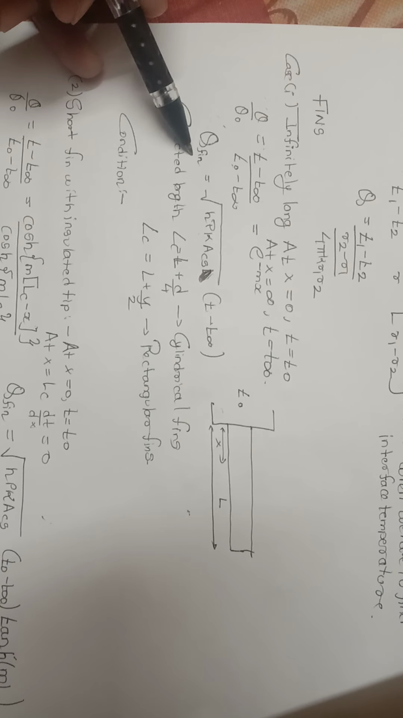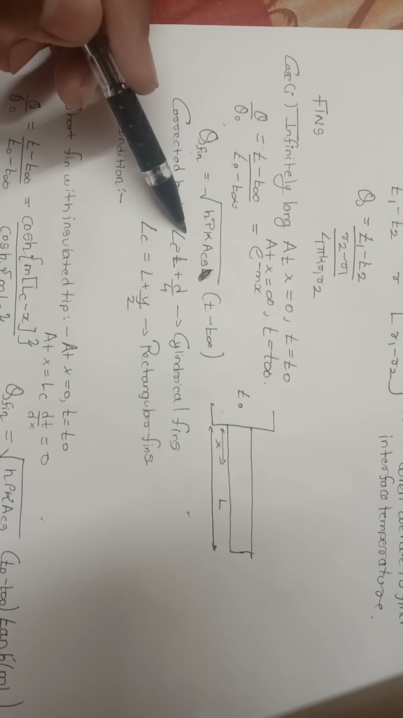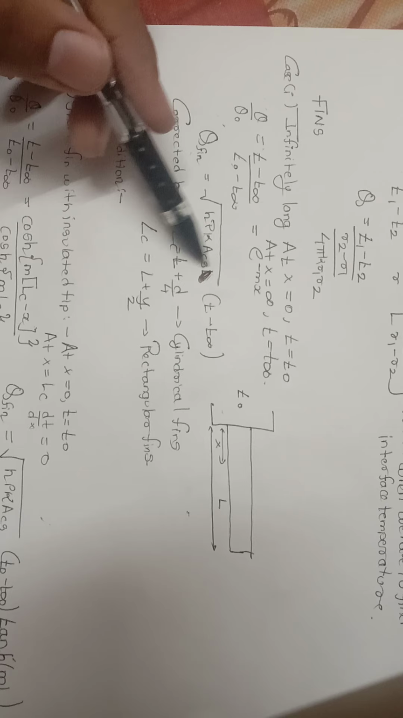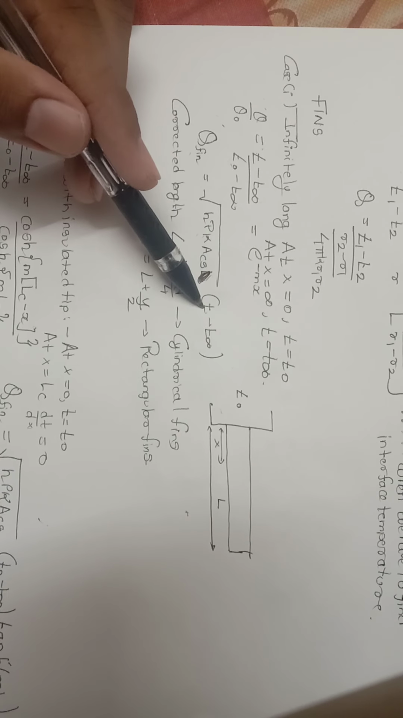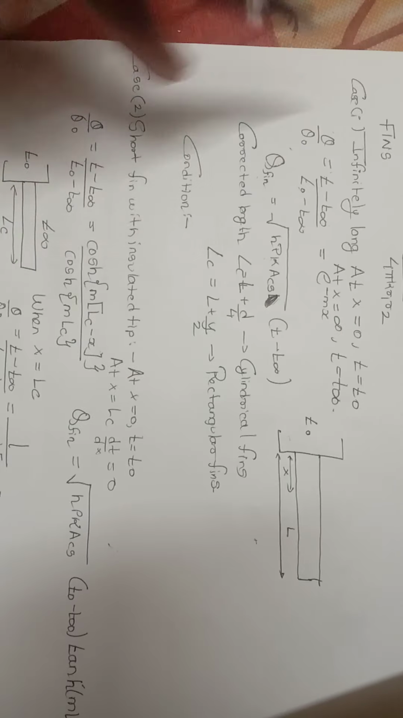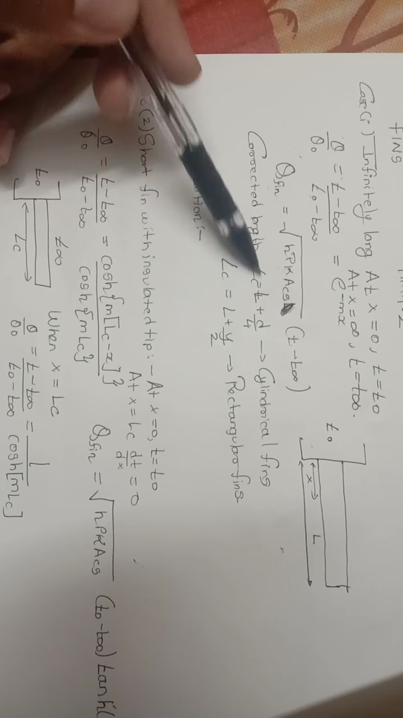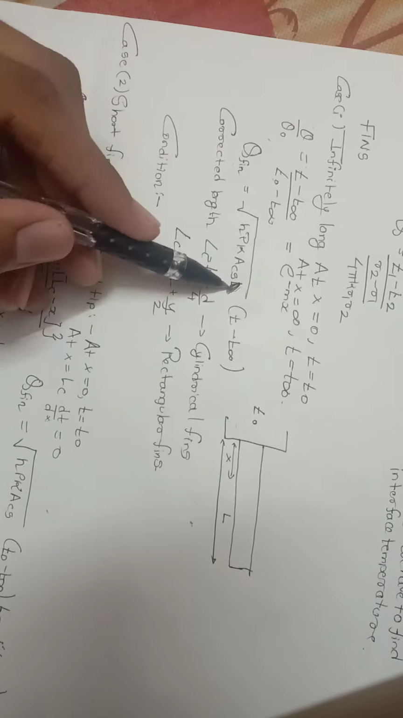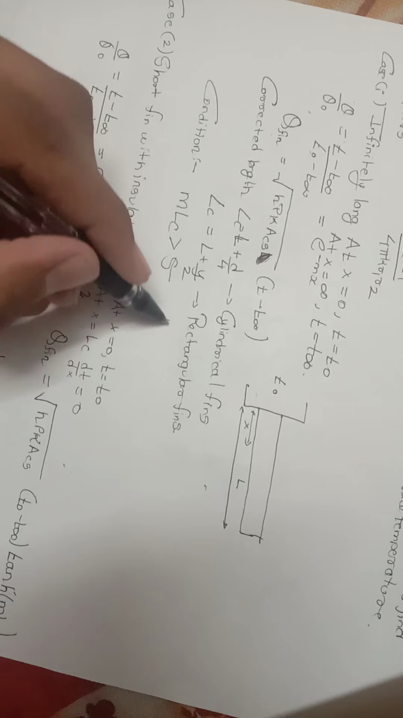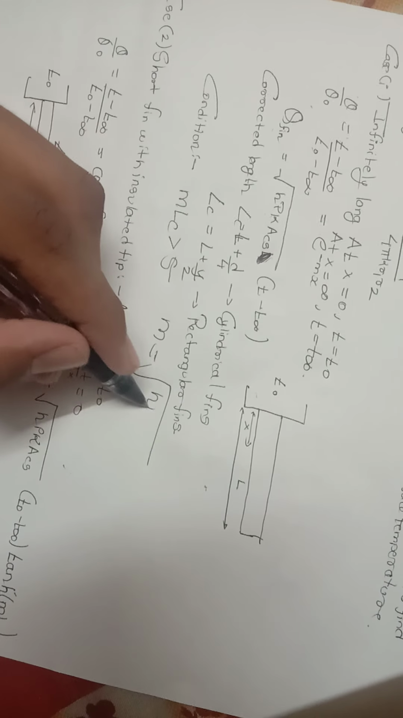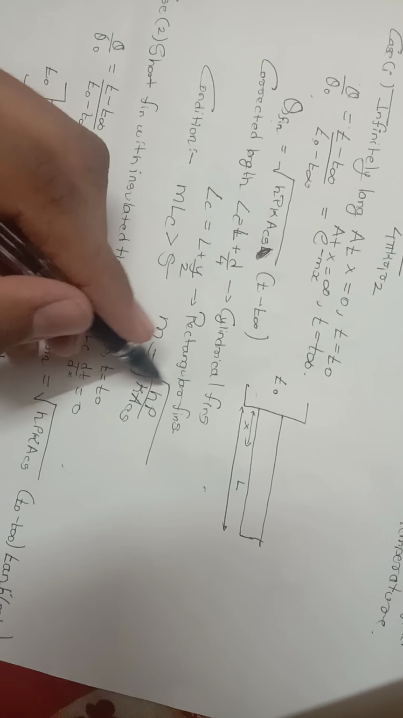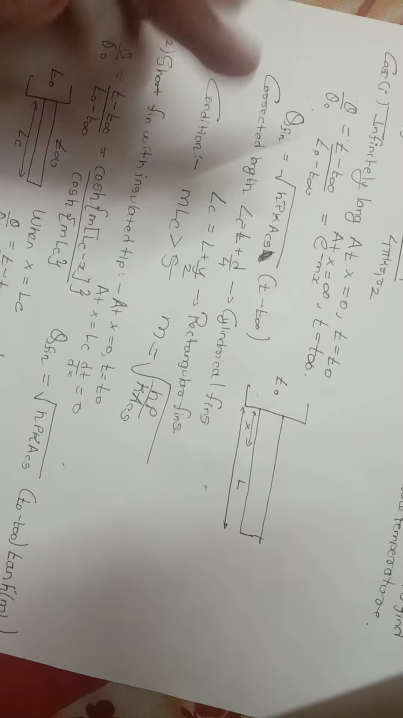So what is the heat flow for this fin? It is root of hPkA times (T naught minus T ambient), where k is thermal conductivity, P is perimeter, A is cross-sectional area, and T naught is the interface temperature. So here no LC will be used. We apply this condition when mLC is greater than 5. Now what is the value of m? Root of hP upon kA cross-section. How this came, I will tell you in the next lecture.